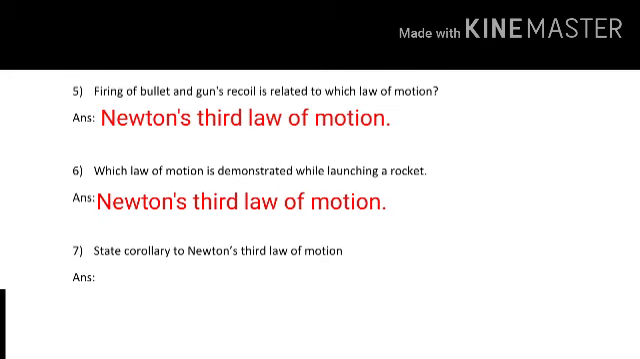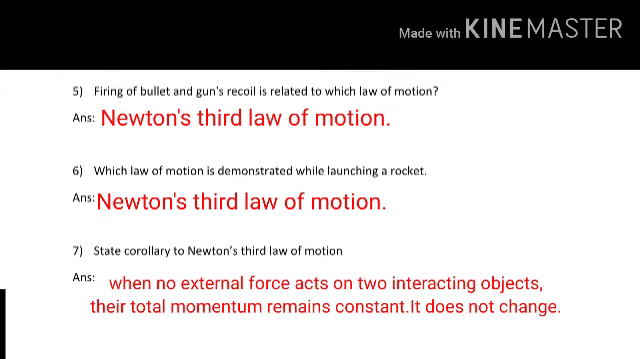Question number 5. Firing of a bullet and a gun's recoil is related to which law of motion? It is related to Newton's third law of motion. Next, which law of motion is demonstrated while launching a rocket? Newton's third law of motion is demonstrated. Again, it is Newton's third law.